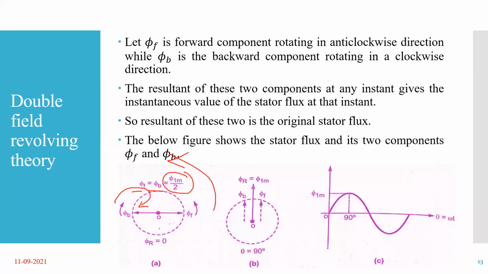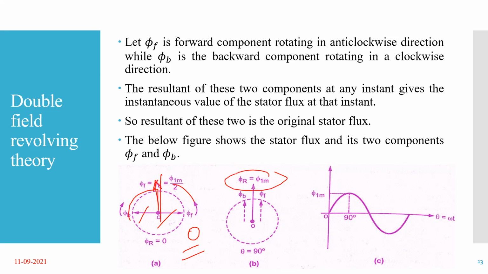Now what happens at 0 degree? What is the starting stator flux? It is 0. Why? Because phi f equals minus phi b. So the resultant flux in the figure A condition will be 0, because both are equal and opposite, so they cancel each other. While at 90 degrees, if they rotate like that, both will be here, so at 90 degrees we get maximum flux. Clear?